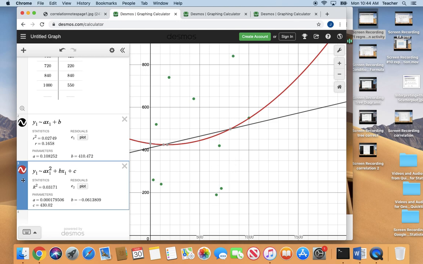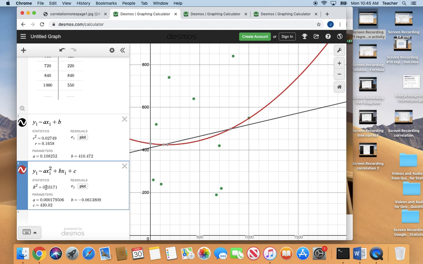Now, if you'll notice, when I do this on Desmos, this is quadratic and it only has r squared, and linear has r. Well, that's because r is really to describe linear correlations. So when you see r squared, it does not describe a linear correlation.